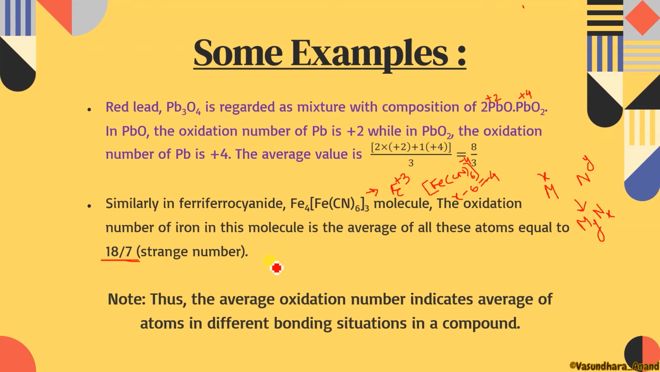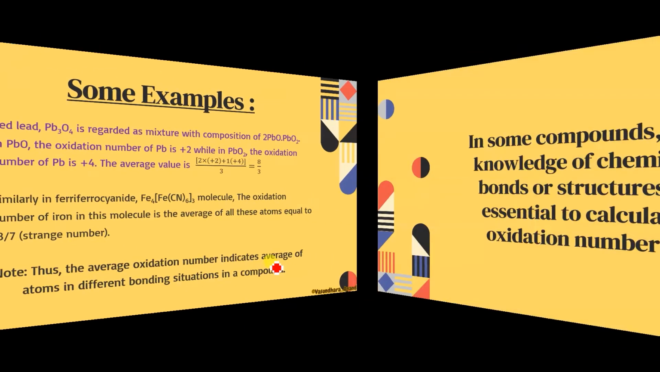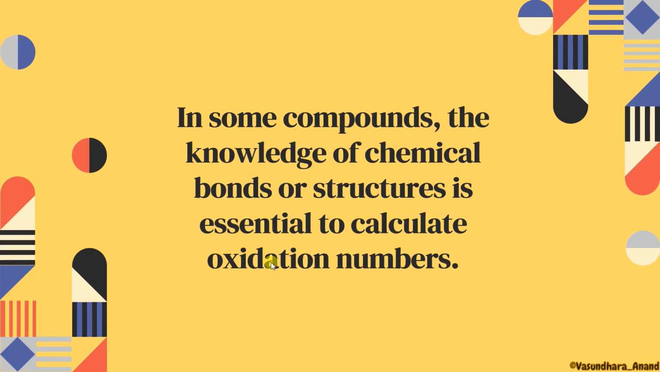Thus, the average oxidation number indicates the average of atoms in different bonding situations in a compound. Now, next. In some compounds, knowledge of chemical bonds or the structure is essential to calculate the oxidation number. It is a must. You have to know the structure. Then only you will be able to find this oxidation number. Otherwise, it is going to be a very big task.